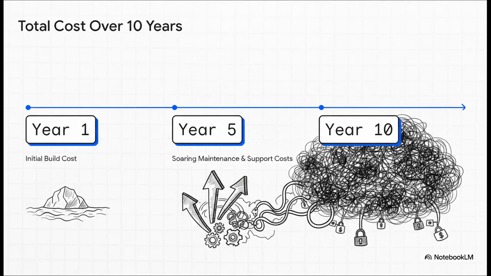And this really drives home the long-term financial pain. That initial build cost, that's often just the tip of the iceberg. Fast forward 5, 10 years, and the cost to just maintain, support, and navigate the system goes through the roof. Unmanaged complexity literally compounds, just like debt.